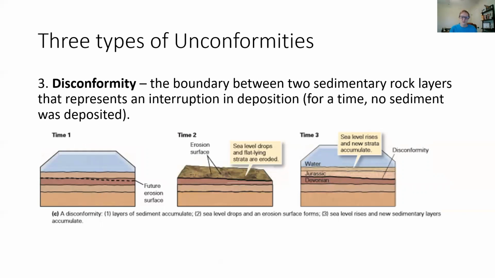Finally, we have a disconformity, and these are often the hardest to see in the rock record. You have to really know what you're looking for. So a disconformity is when there's a gap in time between two sedimentary layers, a gap in time where there was some erosion or maybe just no material was deposited for that amount of time. And then we get a disconformity. So that's sedimentary on sedimentary.